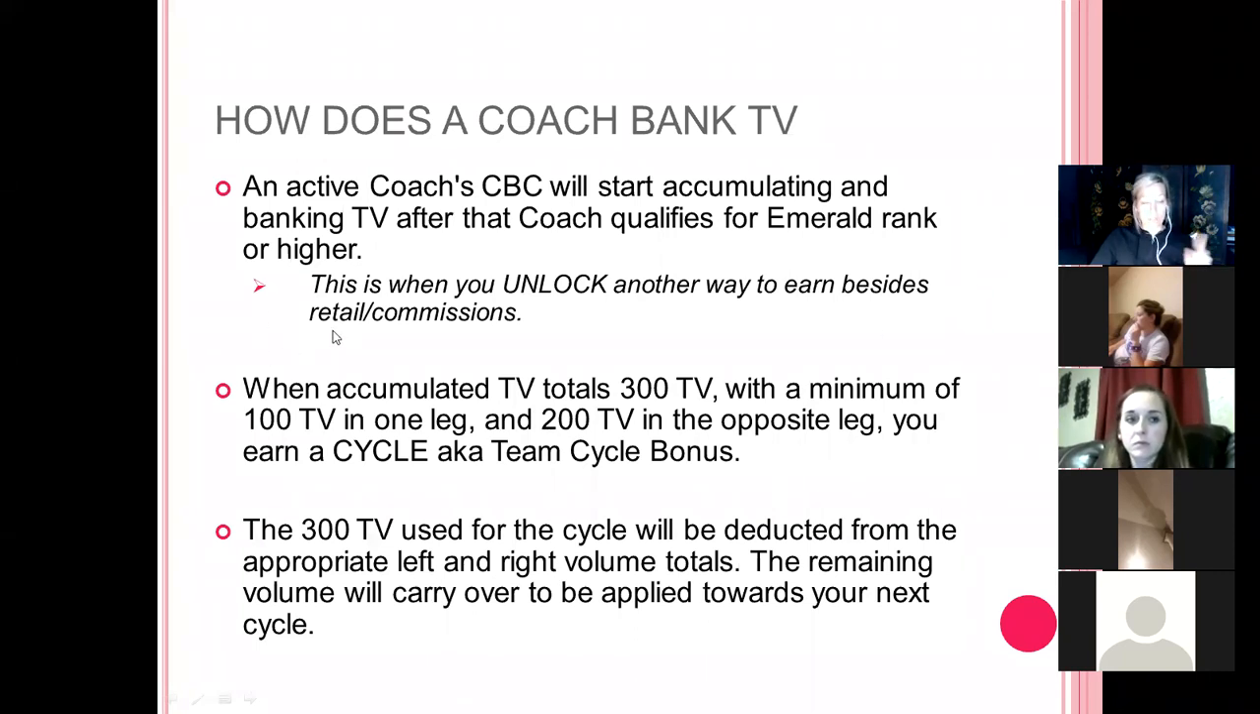Any active coach, you have to be active. Any active coach will start accumulating and banking TV after that coach is Emerald or above. You don't bank, you don't unlock the team cycle bonus way to earn unless you're Emerald or above. That's why it's so important. If nothing else, at least get your business to Emerald and stay active as an active Emerald, because then you're unlocking team cycle bonus. You're able to accrue team volume, okay?